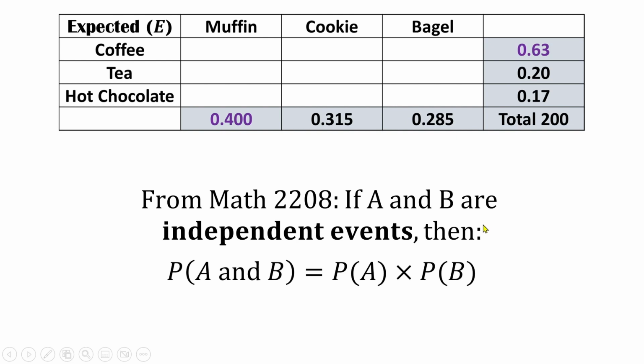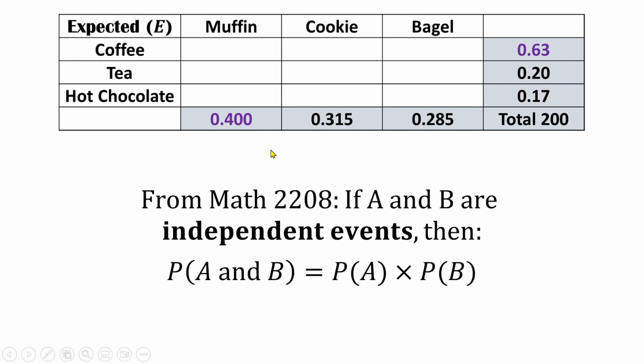Now from Math 2208, you learn that if 2 events, A and B, are independent, then the probability that they both happen is just equal to the product of their individual probabilities. And so here, we have the probability that a randomly selected person chooses to order a muffin is 40%, and the probability that a randomly selected person chooses a coffee is 63%.